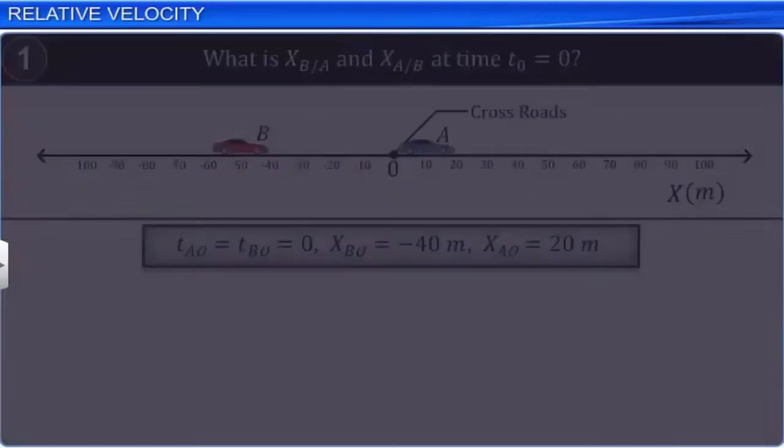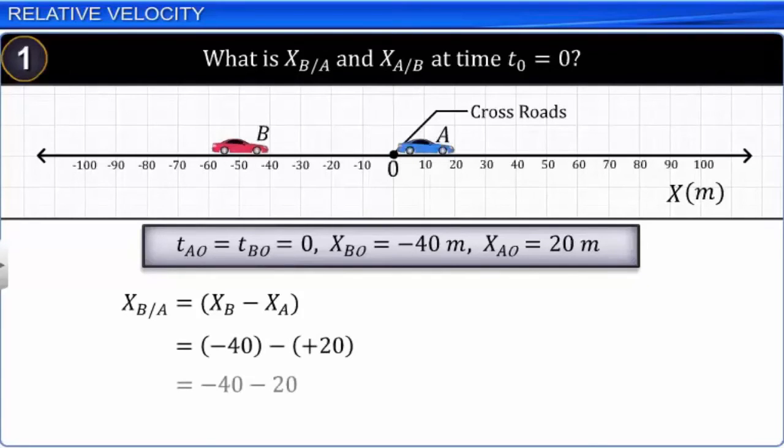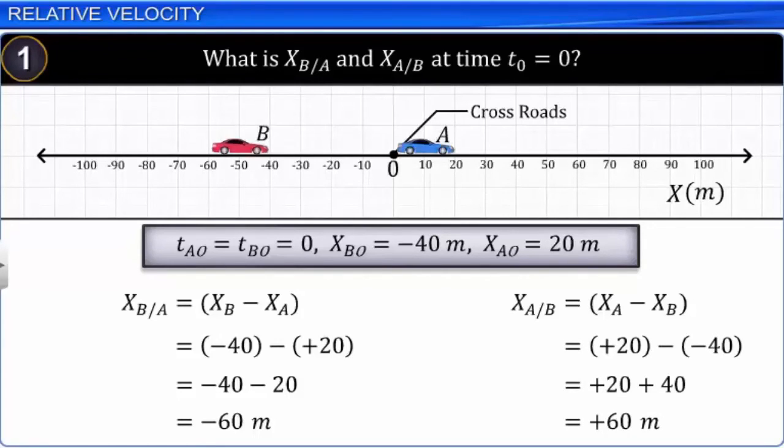Taking the crossroads as the origin O and time equal to 0, xB by A is equal to xB minus xA. This is equal to minus 60 meters. Minus sign indicates that the car B is on the left side with respect to A. xA by B is equal to xA minus xB. This is equal to plus 60 meters. Plus sign indicates that the car A is on the right side with respect to B.